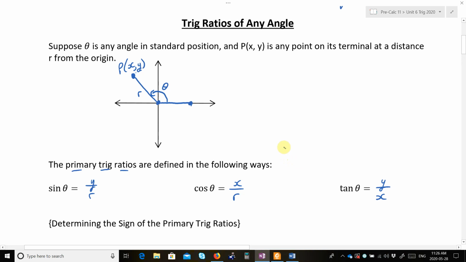We're kind of used to SOHCAHTOA, but SOHCAHTOA is really just a special case of these more general definitions down here. Okay.